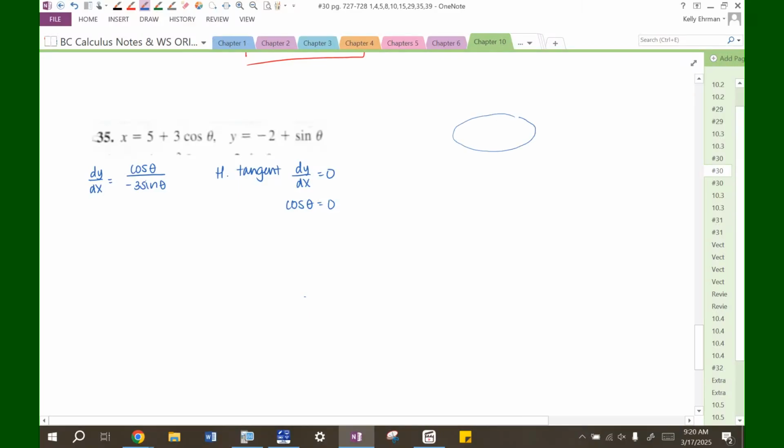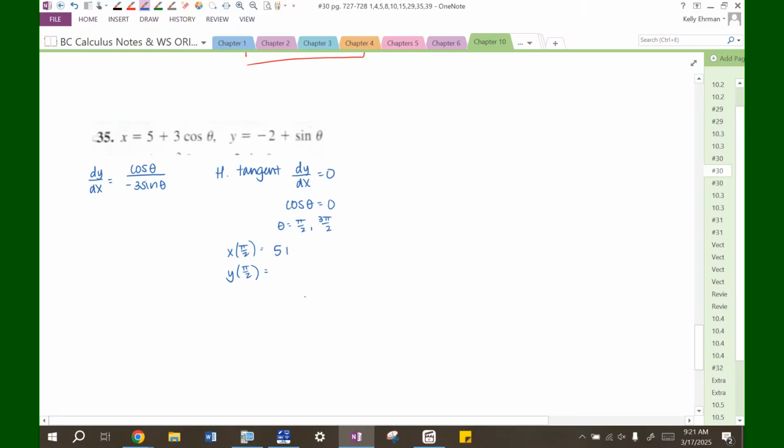Once you get around 2 pi, you usually start looping back on yourself. So I always just find my 0 to 2 pi angles. All right, so theta equals pi over 2 and 3 pi over 2. So we need to plug those in separately. So I want to know what's x of pi over 2 and y of pi over 2, because that will give me 1 point. And then I'll do the same for 3 pi over 2.